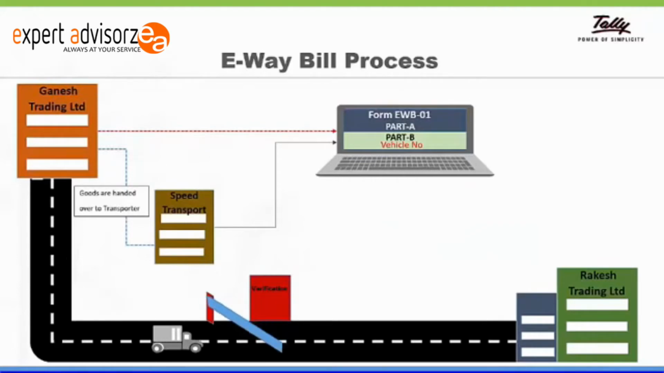At the verification point, that is the squad, earlier it was the check post, the squad will now verify the complete details of the e-way bill information and all that. Once everything is in order, the goods are let for shipment. So this is how the process of e-way bill works at the portal.